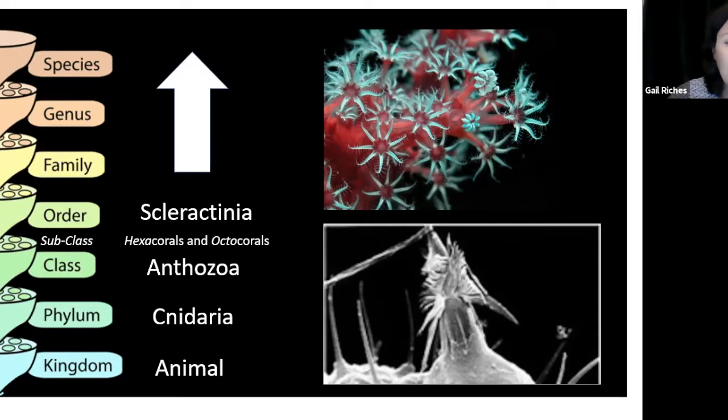Okay. Then the hard corals are put into the phylum called Cnidaria, and Cnidaria stems from a Greek word, cnidos, which means stinging cells. So all of the Cnidarians have stinging cells called nematocysts, and there's a picture of one of those on the right hand side there that's actually come out. Cnidaria includes animals such as anemones, corals, jellyfish, box jellyfish, and blue bottles as well.